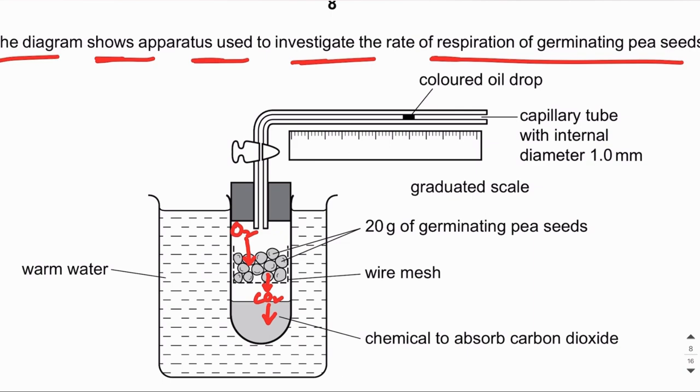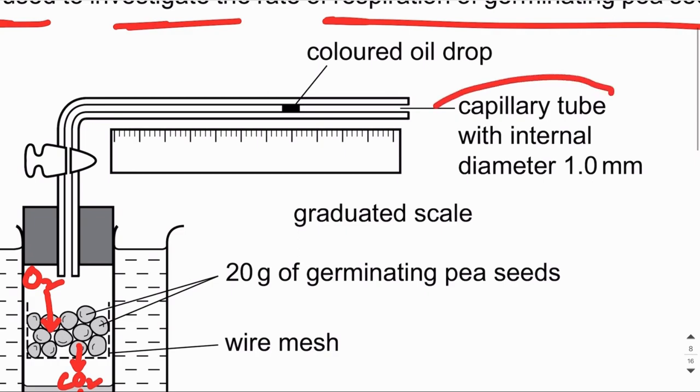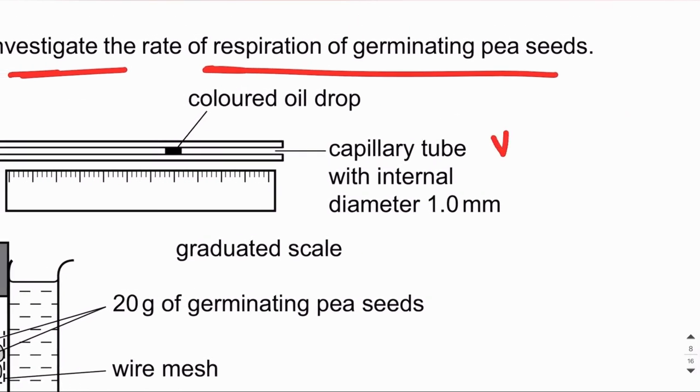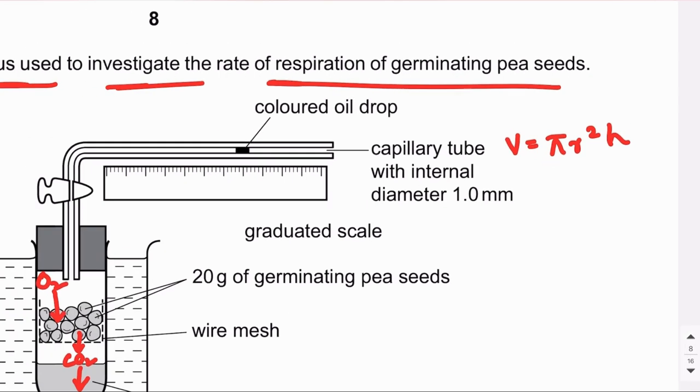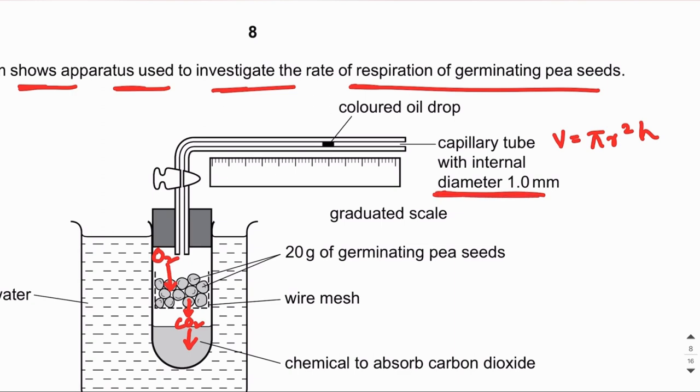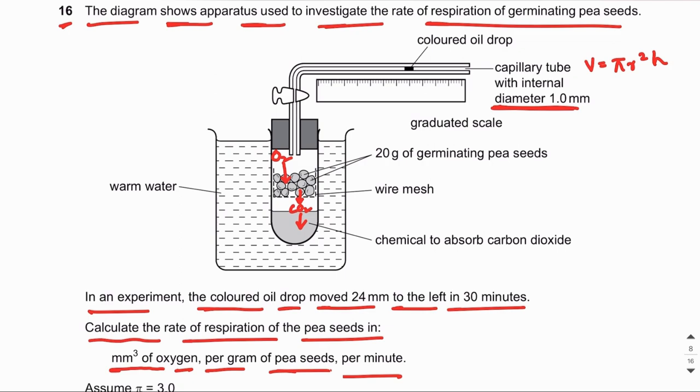And how do we measure the volume of the air that goes from the capillary tube into the test tube? We use the colored oil drop to find out that volume, right? And how can we do that? We know that the capillary tube is cylindrical. And what is the volume of the cylinder? That is pi r square h. And over here, we are given the diameter of the capillary tube. And the distance that the colored oil drop will travel will be equal to the height, right? As the oxygen is absorbed by the germinating pea seeds, the colored oil drop will move to the left and cover some distance, right? So we can find out the volume.